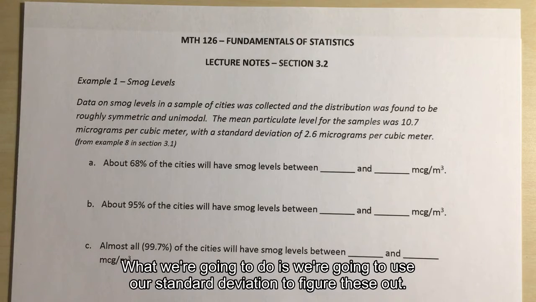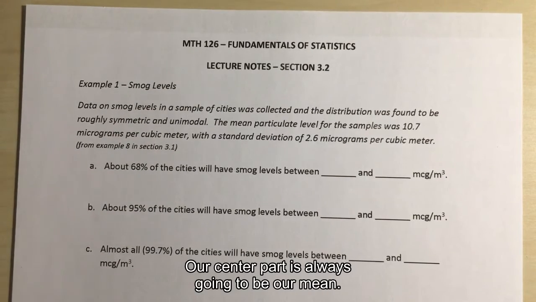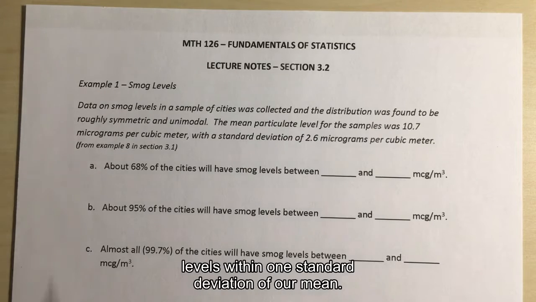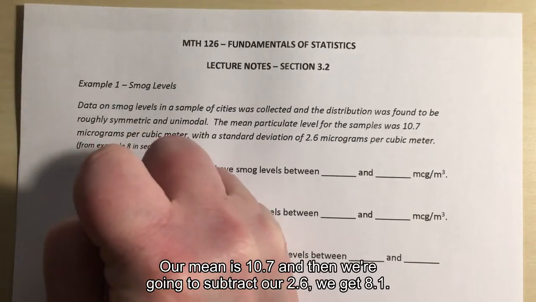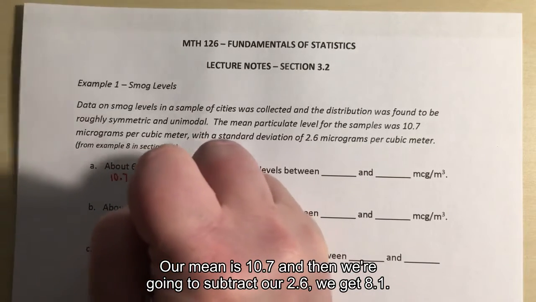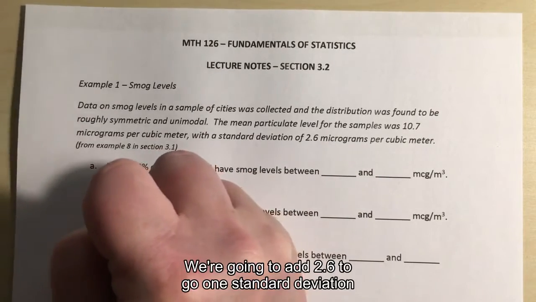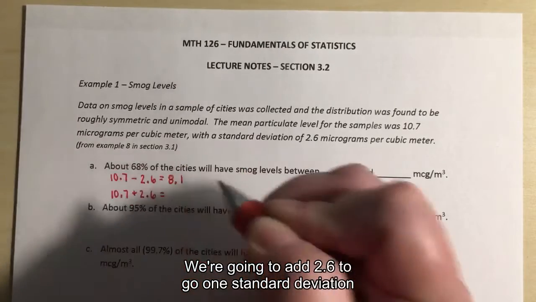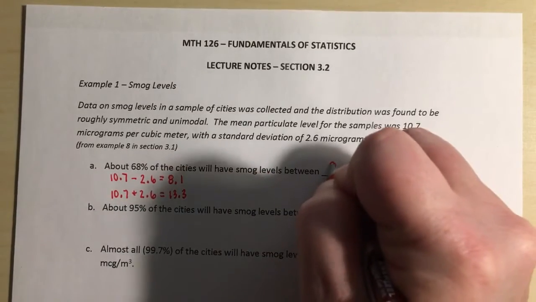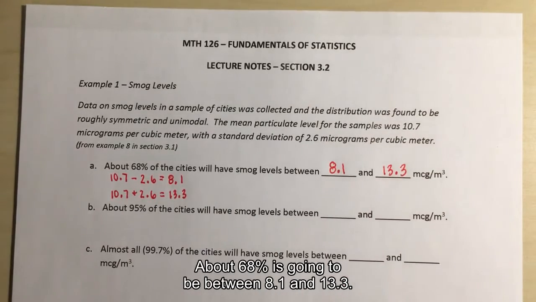So what we're going to do is use our standard deviation to figure these out. Our center part is always going to be our mean. So for 68% of the cities, we're going to have smog levels within one standard deviation of our mean. Our mean is 10.7, and then we subtract our 2.6. We get 8.1, and then we take our 10.7 and add 2.6 to go one standard deviation in the other direction to get 13.3. So about 68% is going to be between 8.1 and 13.3.